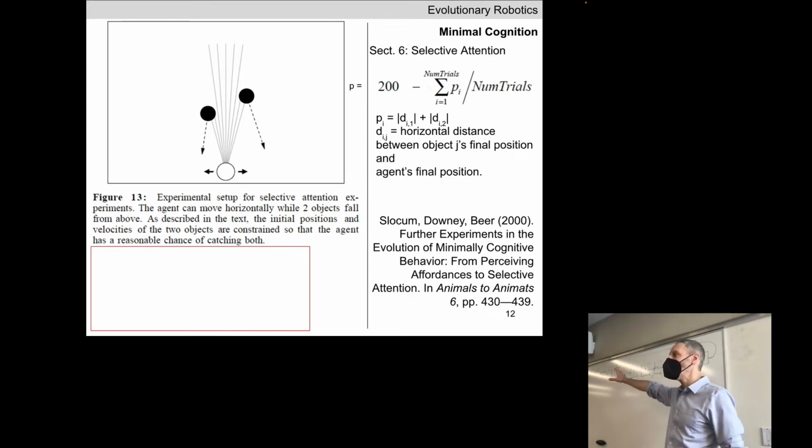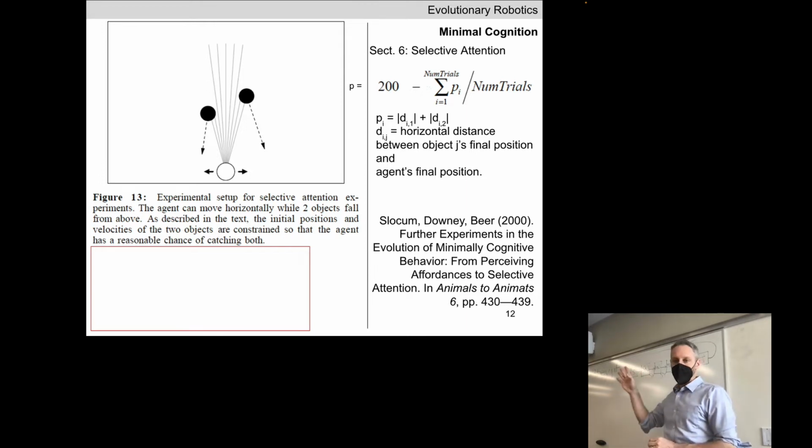There's probably a more elegant way to write this fitness function, but generally speaking, we're always penalizing for horizontal distance between the agent and an object when the object gets to the bottom of the screen. Yeah, okay. It's not clear from this cartoon which is object 1 and which is object 2. For the sake of our discussion today, object 1 will be the one that hits the ground first. Object 2 will be the object that hits the ground second.